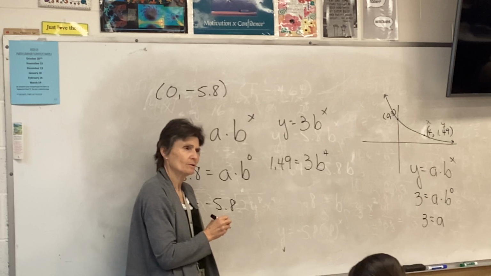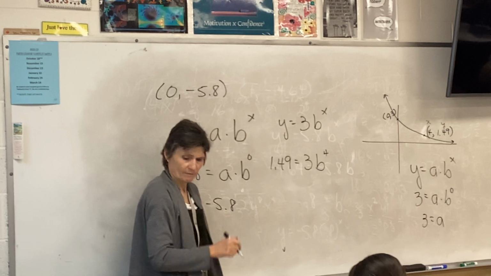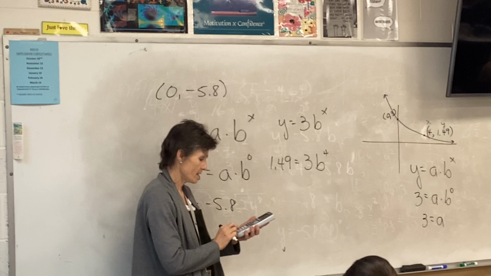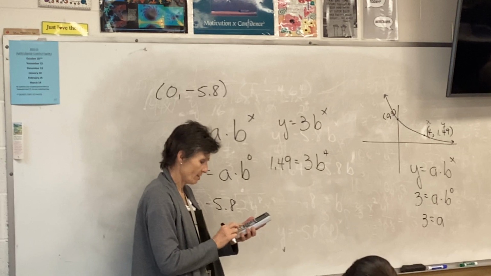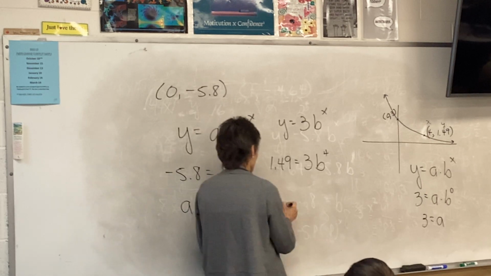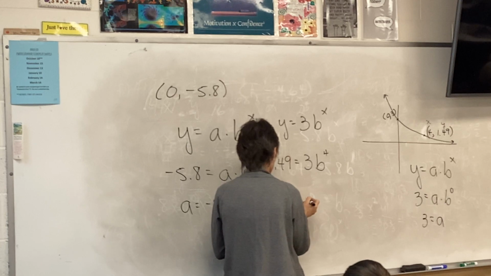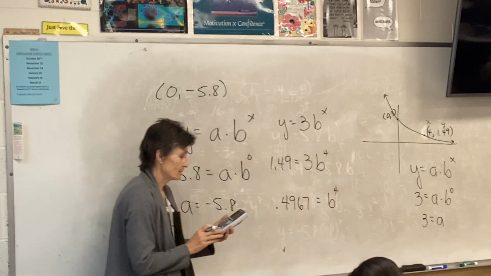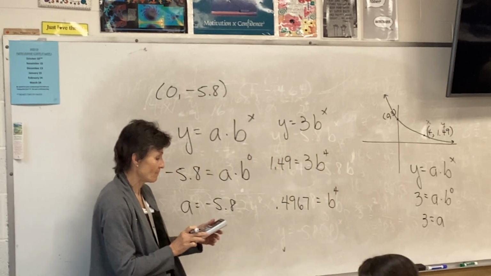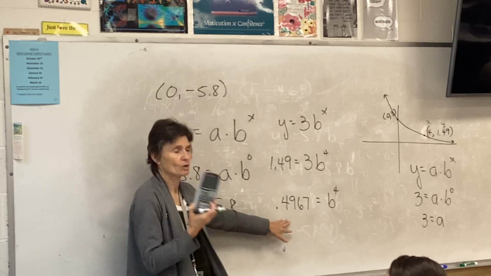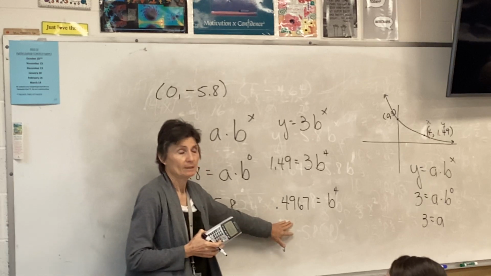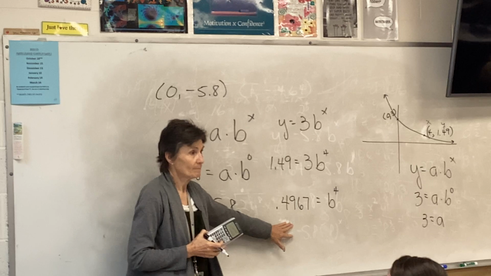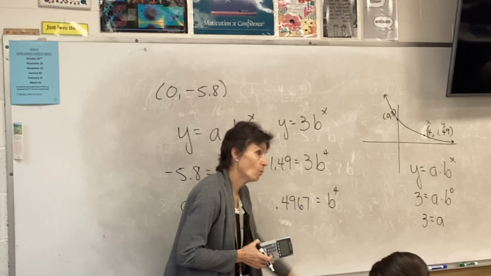So what do I need to do? Divide by 3. So 1.49 divided by 3, 0.4967, let's round that off. Do 1.49 divided by 3, see if you agree with this decimal. It goes on forever, so I'm gonna round it off. Is that all right with everybody? And that's b to the 4th.